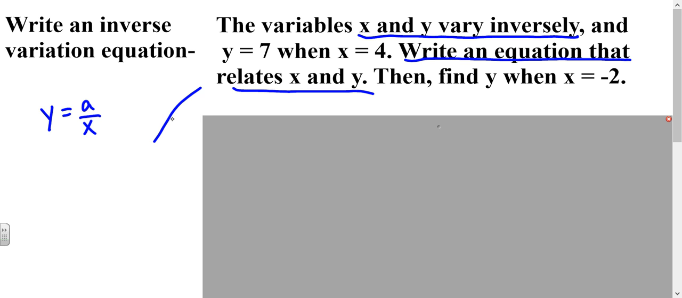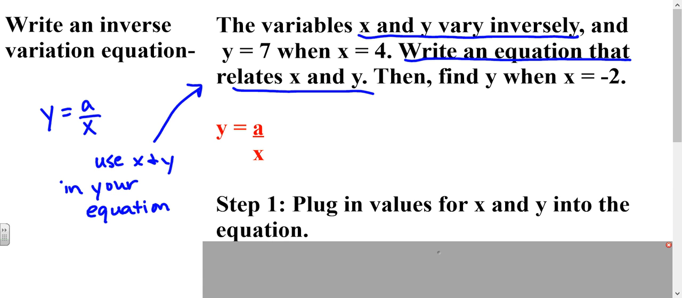Whenever it says this, it means use x and y in your equation. A lot of people think that just means plug in all the numbers that they gave you and just leave it like that. Well, that's not really using x and y. Okay, and then we'll find y when x equals -2. So we've got a lot of things going on.